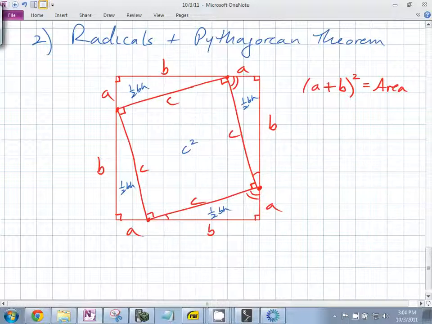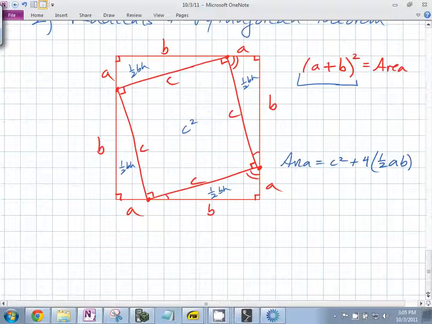Okay, so what's another way to write this area? C squared plus 4 times 1/2 AB. Do we have a different way to write the area? Yeah. So if we have 2 ways to write the area, they both have to be equal. So we now know that A plus B squared has to be equal to C squared plus 4 times 1/2 AB. Do you agree with this? That's nice. Let's multiply this out.